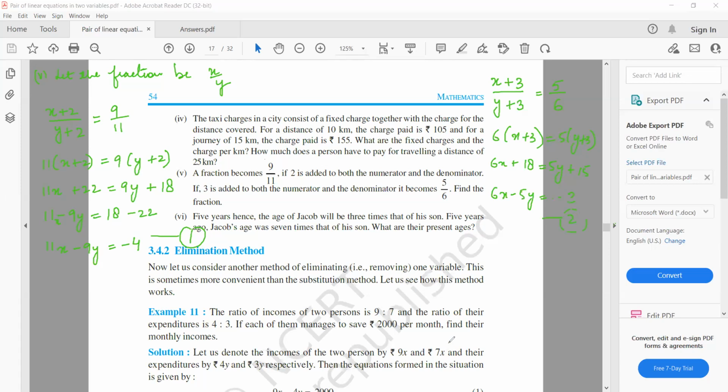Now from any equation, you can find the value of x. Let's take it from here. First, I'm finding out how much is my x. Let me find out y. I get a positive number, right? My y will be equal to 11x plus 4 divided by 9. Is this clear?